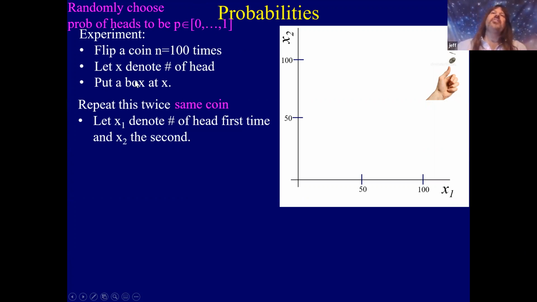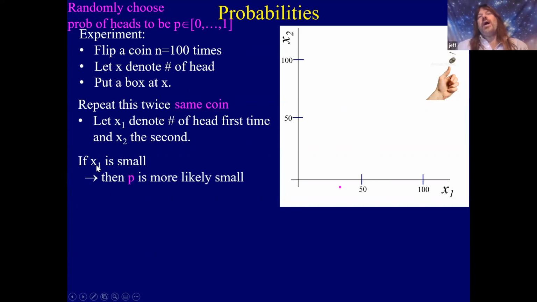We choose P once, we flip the same coin 100 times, and we plot how many heads we get. So let's think about it. Suppose that you first flip the coin 100 times and you got x1, the number of heads, and it is small. Well, it could be that it was small because you were just unlucky in your coin flips, or it could be that it's small because the P you chose is small. If you have a smaller P, then you're not likely to get as many heads.